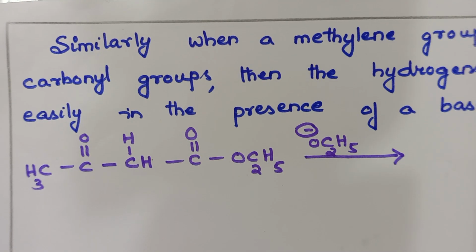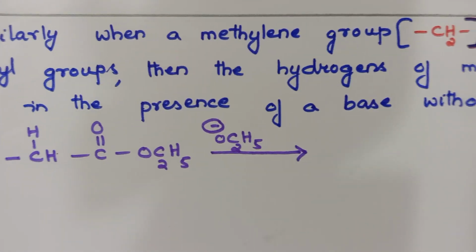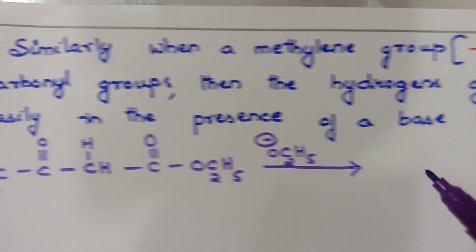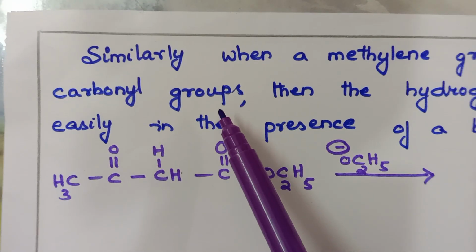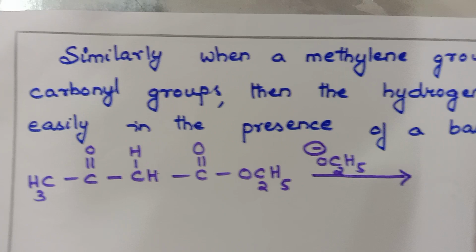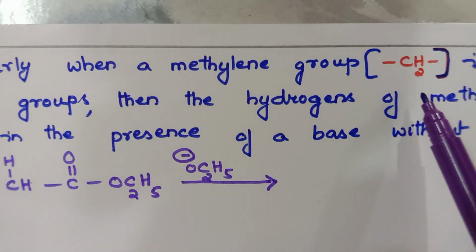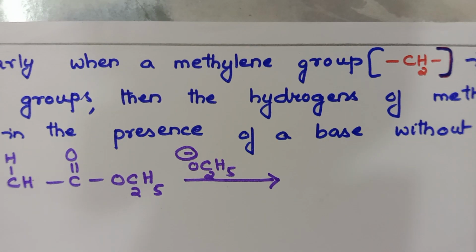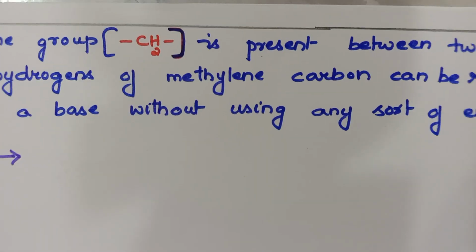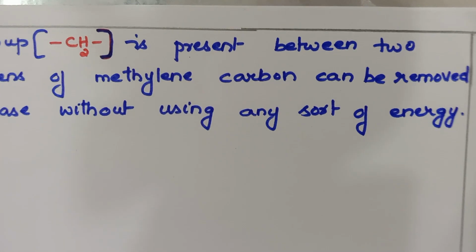Next, what is a methylene group, students? Which group do we call a methylene group? The CH2 group is the methylene group. When this methylene group is present in between two carbonyl groups, you know what a carbonyl group is, C double bond O, right? Then the hydrogens of this methylene group can be easily removed in the presence of a base without using any external factors or any sort of energy.